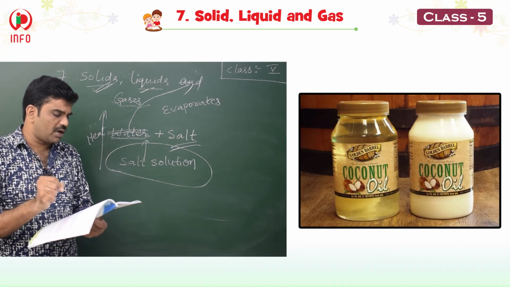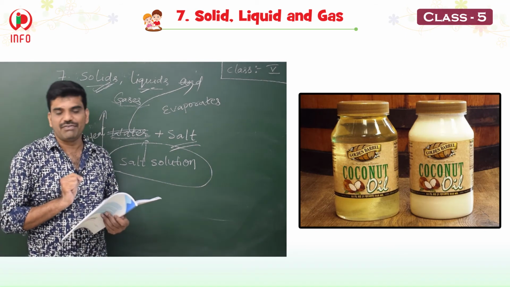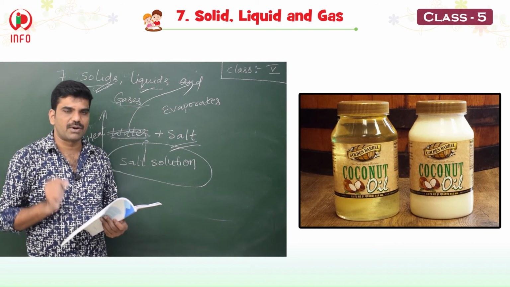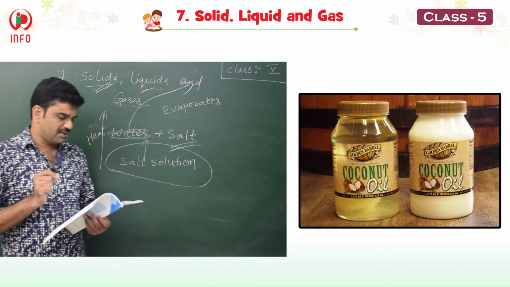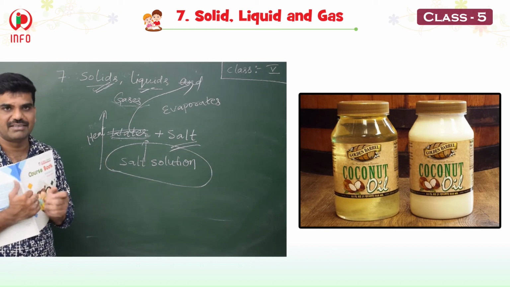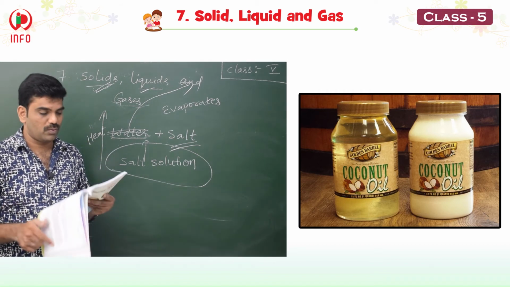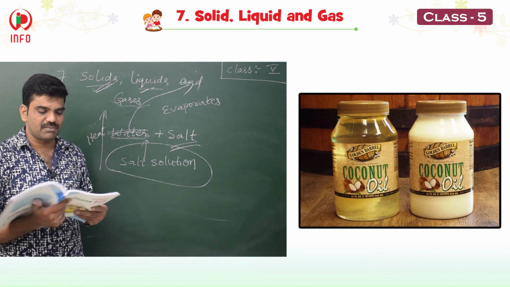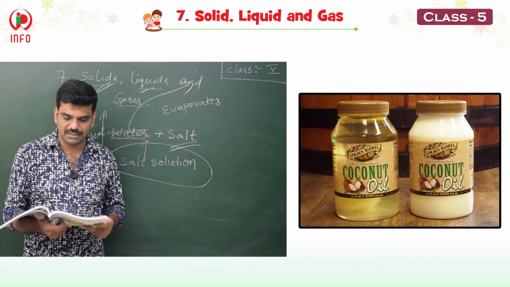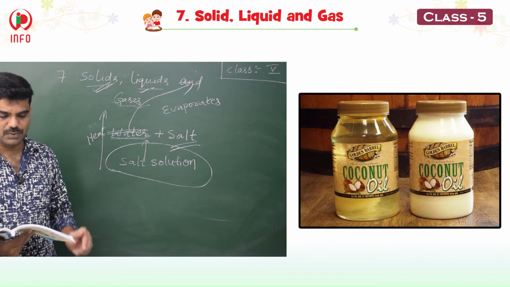Liquid coconut oil changes to solid coconut oil in winters. Children, if you observe the Parachute coconut oil bottle in your houses during winters, the liquid coconut oil will change to solid. Why? Because the outside temperature during winter is very low. This is a change of state from liquid to solid.